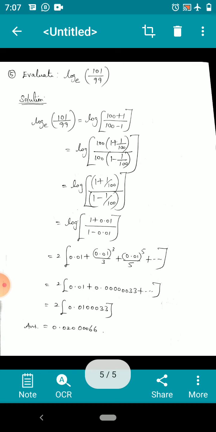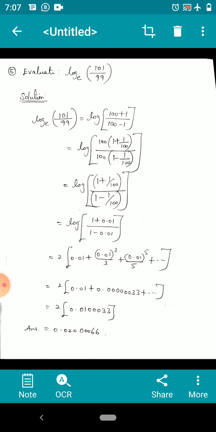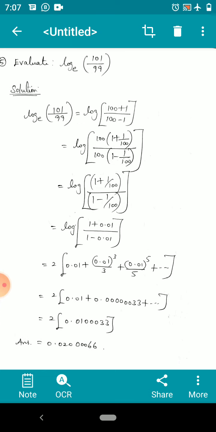Next, one more problem. Evaluate log base e of 101 divided by 99. This is also a very important problem. They have asked it for 2 marks. Sometimes they are giving the subdivision problem also. Just go through it. So log 101 by 99: this 101 can be written as 100 plus 1. Likewise 99 can be written as 100 minus 1.